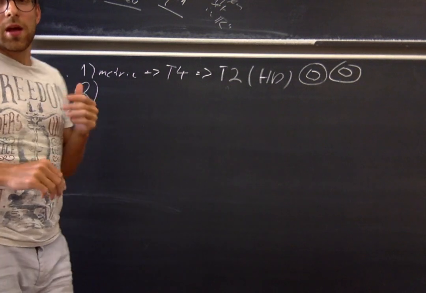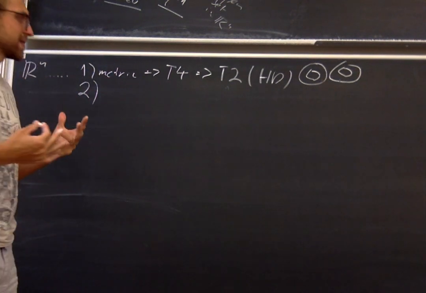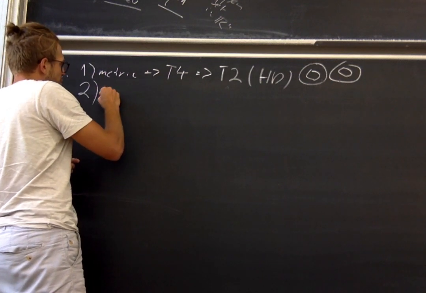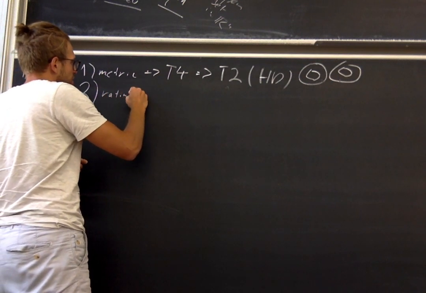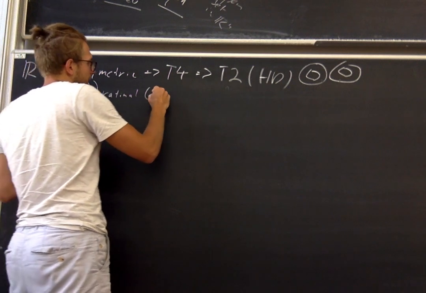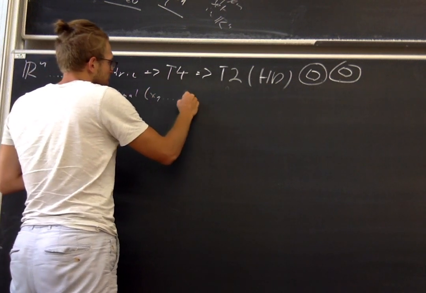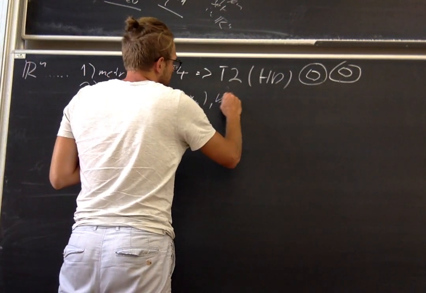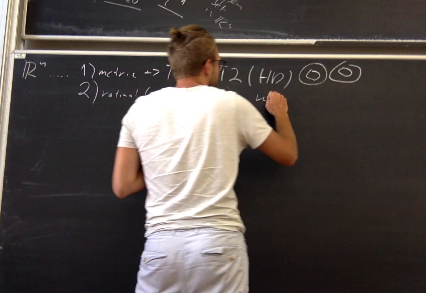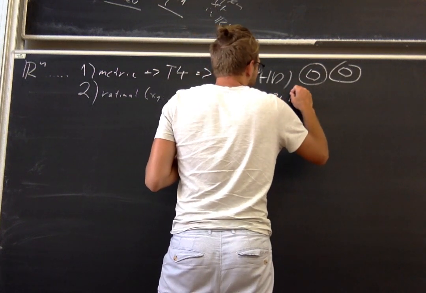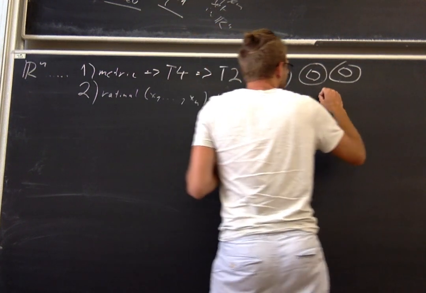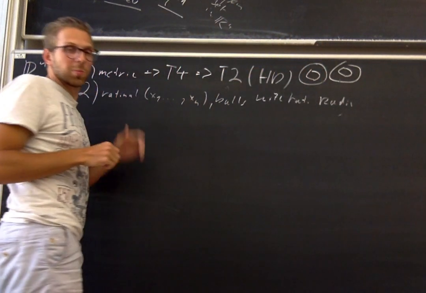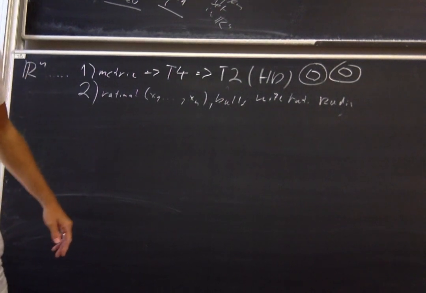So number 2, does it have a countable basis? If you take rational points, say x1 through xn, and balls with rational radii, then you'll get a basis. This can also be proven. That's more or less basic stuff.